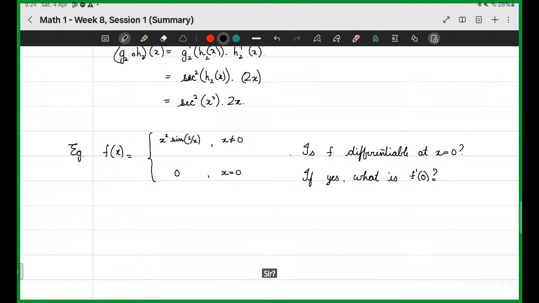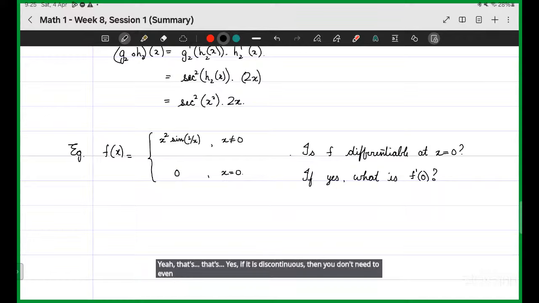Sir, if a function is not continuous, then it won't be differentiable, right? Yes, that is also one thing. So we can check the continuity if our claim is that it is not differentiable, right? But is this not continuous? It is continuous actually. Okay, sir. If it is continuous, then we need to check differentiability. If it is discontinuous, then you don't even need to check. You can just say it's not differentiable. I'll make that remark after this example. Okay, sir.